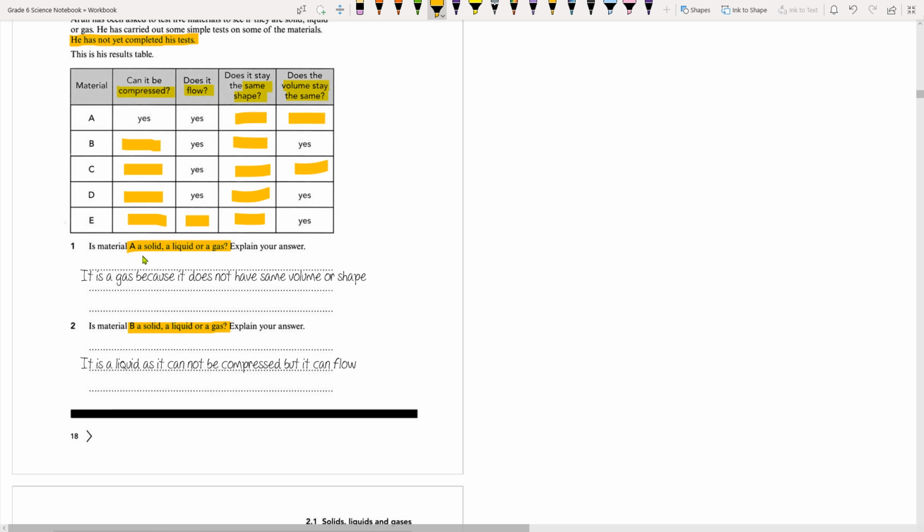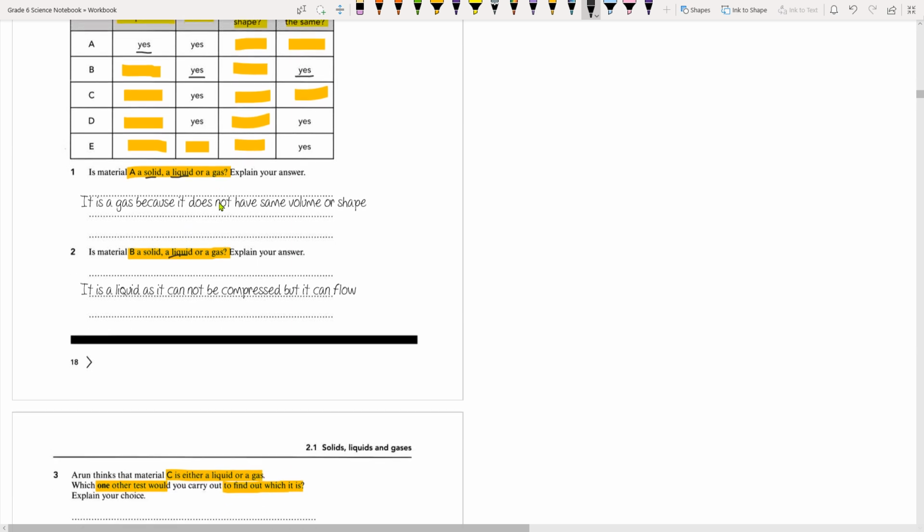So material A: is it a solid, liquid, or a gas? Explain your answer. Now, if you look at A, I'm going to take the black pen. If you look at A, it can be compressed. Since it can be compressed, it cannot be a liquid or a solid, because only gases can be compressed. Okay, material B is a solid, liquid, or gas. If you look at B, it flows, but it has the same volume. That means it is referring to a liquid and not to a gas, because liquids can flow, but they cannot be compressed.